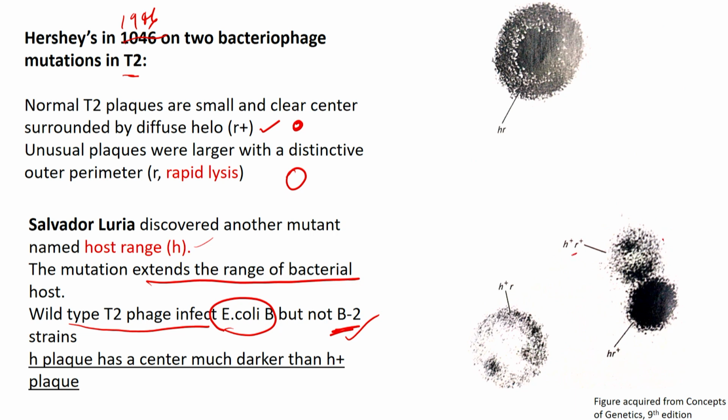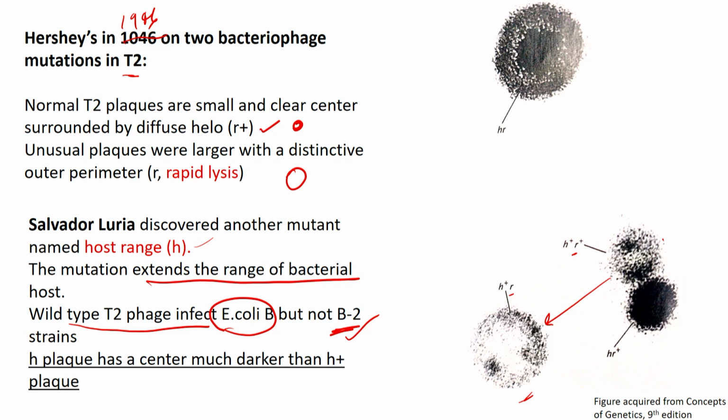The wild type, so R plus is the wild type, and the wild type colony size is this. And if you look at the mutant, this R, the colony size is this. So, the size is big. Rapid lysis, because of the rapid lysis, the colonies are growing bigger.